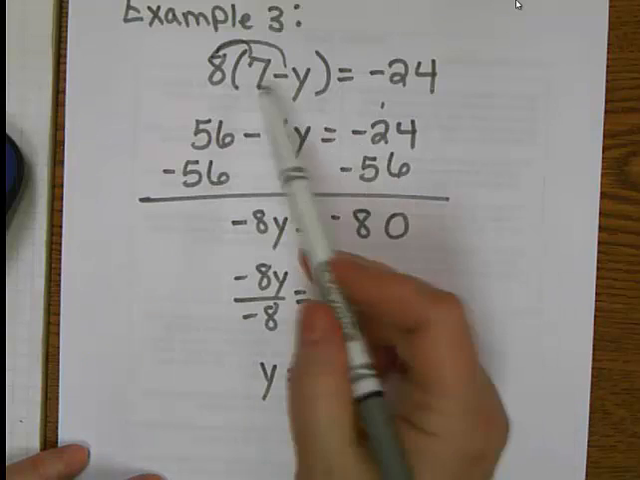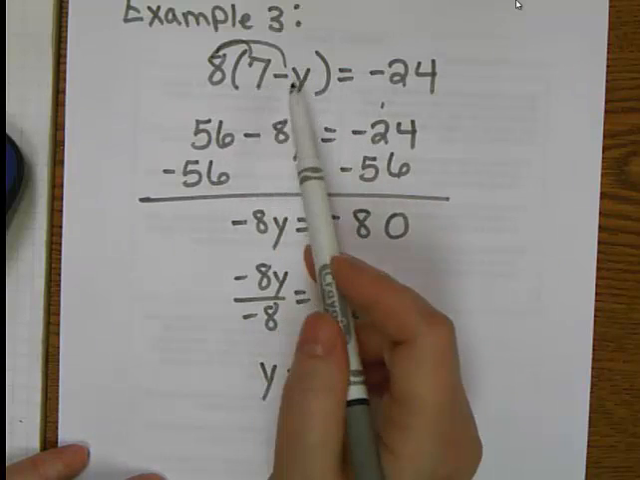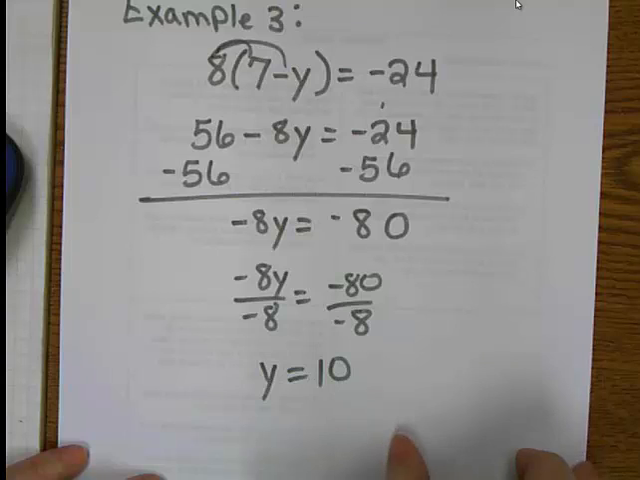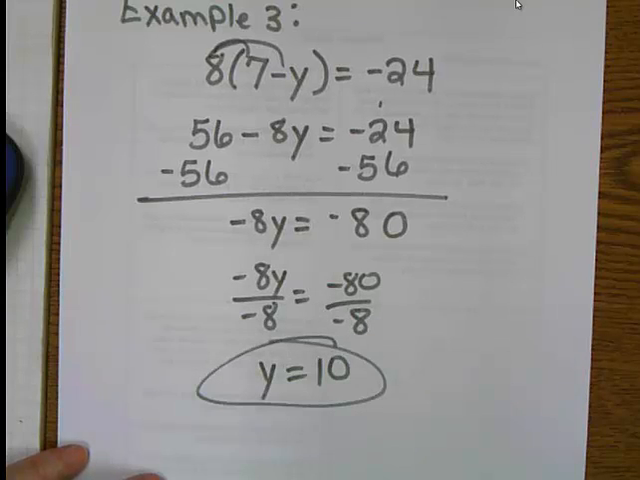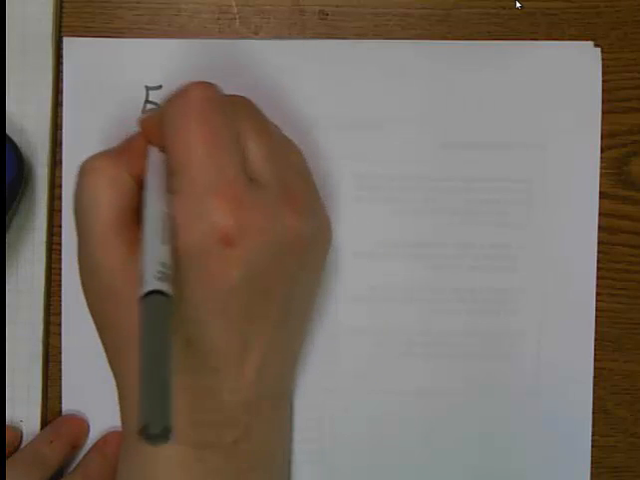So let's check it. What's 7 minus 10? Negative 3. Negative 3 times 8 is negative 24. So it works. Let's try another. Example 4.